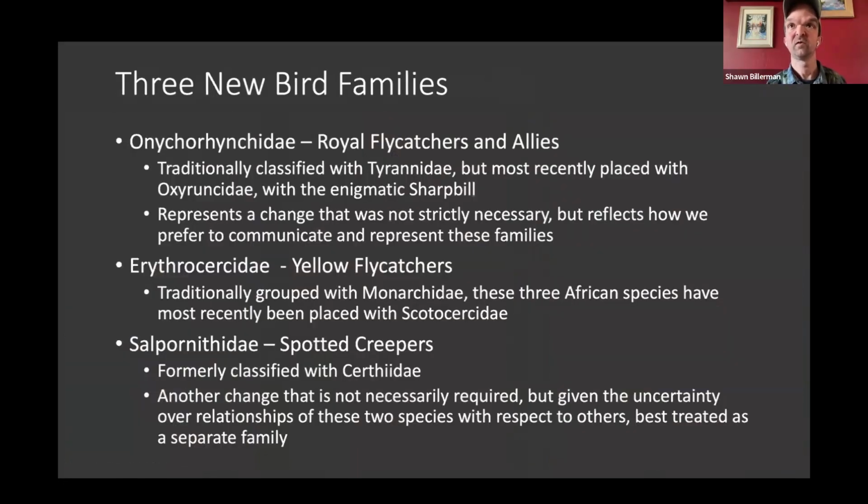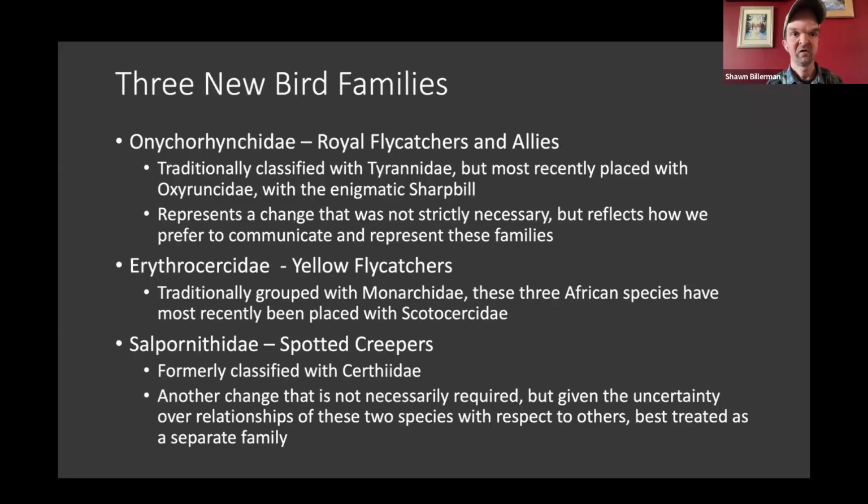In the 2024 update, we also added 3 new families to the list: Onychorhynchidae, Erythrocercidae, and Salpornithidae. These 3 changes represent changes that weren't strictly necessary based on changes in our understanding of monophyly, but they do represent a change in how taxonomists prefer to communicate about these groups.